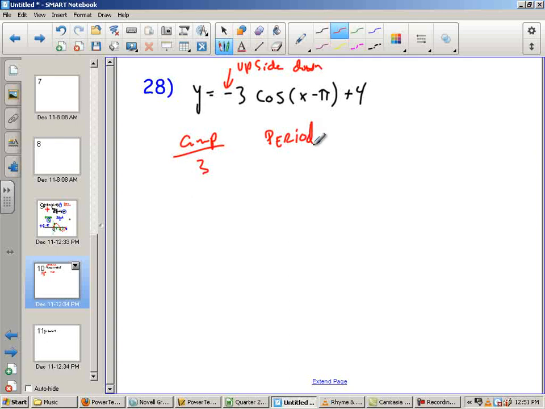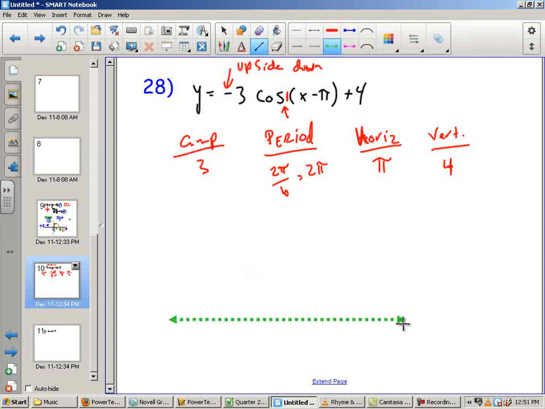The period, think of the absolute value for amplitude. Period, okay, is always 2 pi over b. Well, this would have to be a 1. So this would be 2 pi over 1, which is 2 pi. Let's do horizontal first. Horizontal. I notice this is a minus pi, so the horizontal shift should be a positive pi. And then the vertical, it says plus 4, so I'm going to put a 4 down. Okay? And then let's go ahead and produce our graph.